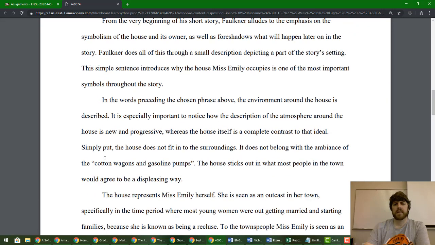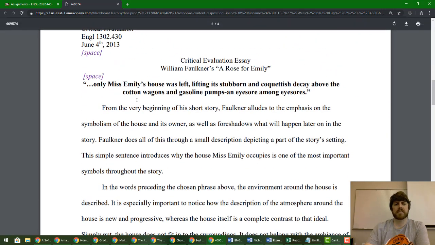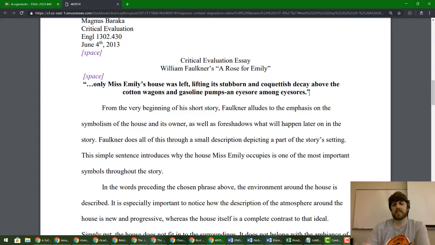Think about this. This quote up here could have said, only Miss Emily's house is left, living in stubborn and coquettish decay above the cotton wagons and gasoline pumps, an eyesore among eyesores. That's what it says. It could say, only Miss Emily's house is left, living in stubborn and coquettish disrepair above the cotton wagons and gasoline pumps, an eyesore among eyesores. I imagine Faulkner thought about this story for, if not many tens of hours, maybe 100 hours or more. And in choosing the words in the story, he did it very thoughtfully.